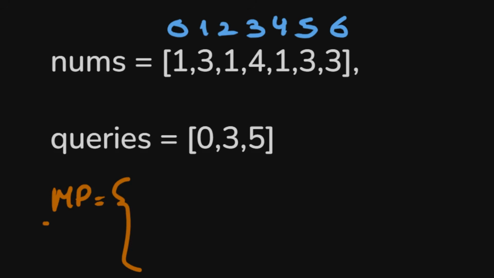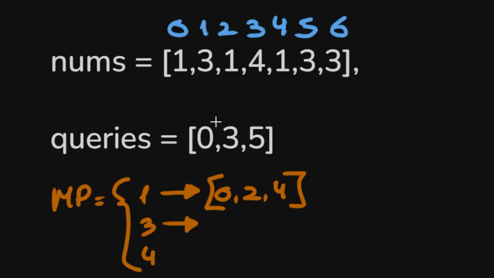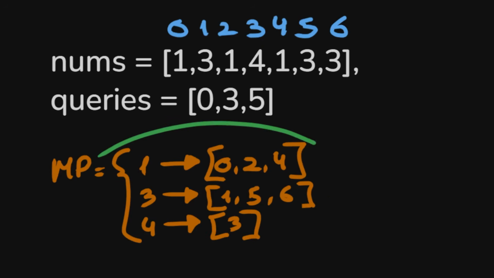So my first intuition was that we can have a map where keys are unique numbers in nums. Here we have the numbers 1, 3, and 4. And the value corresponding to each key is an array with indices in which we have each key. So we have number 1 at indices 0, 2, and 4. We have number 3 at indices 1, 5, 6. And we have number 4 at index 3.